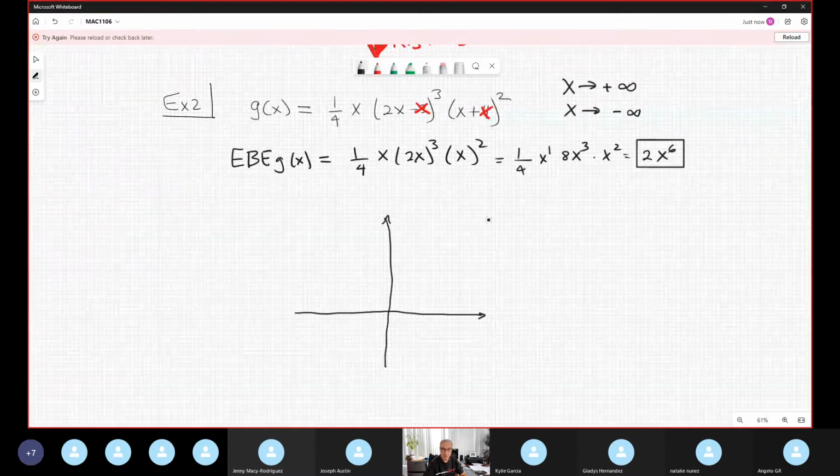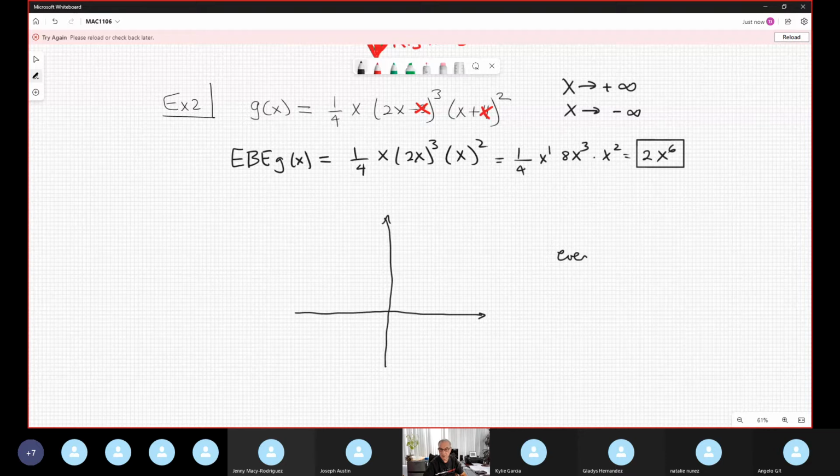This end behavior is an even function. How do you know it's an even function? Because the exponent is even. Yes, an even function looks like that. The end behavior. And wait, also the coefficient is positive. So now the end behavior looks like that.